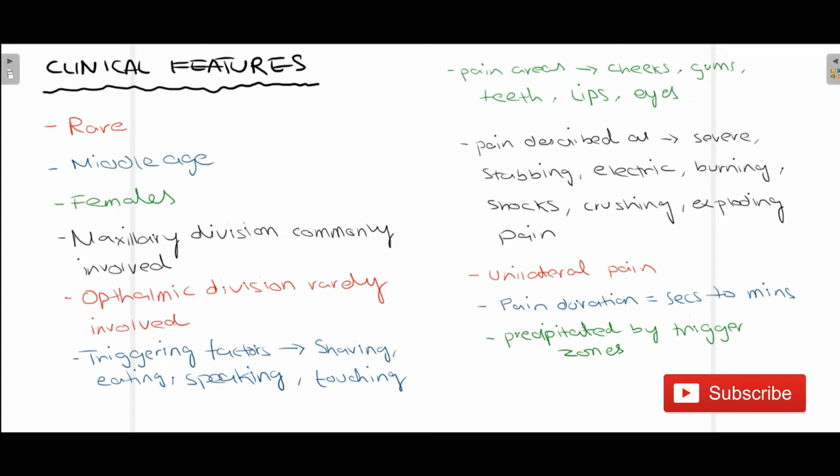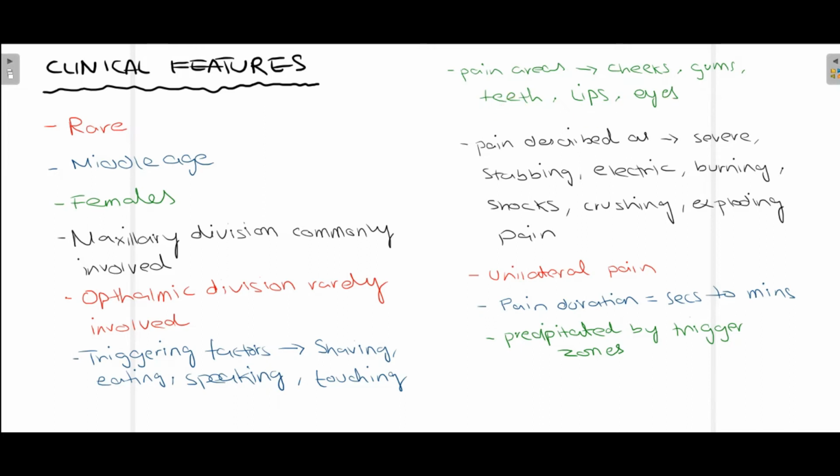Now, there are certain trigger zones or points and factors which might lead to patients experiencing those trigeminal neuralgia symptoms again. There are certain factors which you should know, and they are shaving, eating, speaking, and touching. And sometimes even when the wind blows over your face, these symptoms might be generated. So these are some factors which the patients have reported, which lead to the development of trigeminal neuralgia symptoms. Now, there are certain areas over the face which the patient reports might trigger the symptoms of trigeminal neuralgia. These are the cheeks, gums, teeth, lips, and eyes.